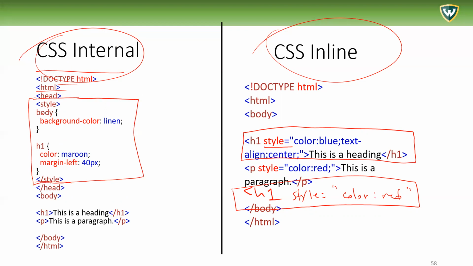You can see here we identify the body selector, which is the body tag, and the background-color is going to be linen. So the whole body of this element is going to be this color. And then every time there is a heading 1, all the heading 1s are going to have color maroon, and margin-left is going to have 40 points from the left margin. Then when you write the content itself, you just write the content. You don't need to worry about the styling itself, and it's in the same document.